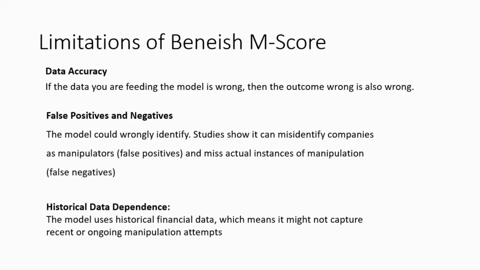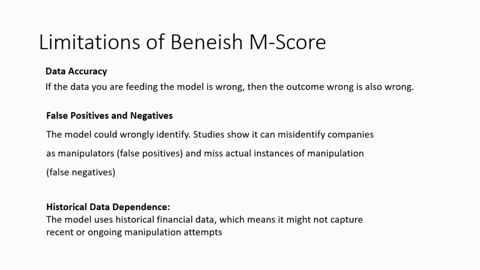For example, if you take faulty values, then the total interpretation of the model will change. You might even say the company which is with integrity, the model might say it is manipulating its earnings. So before you use this model, we have to be extremely careful of what input we are giving the model, checking twice if they are correct or not. That's the main limitation of this model.